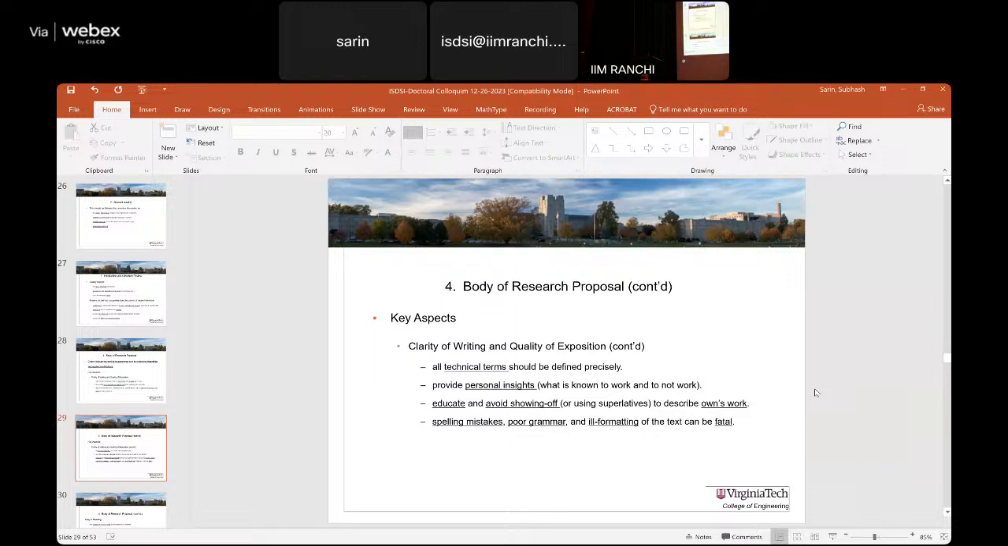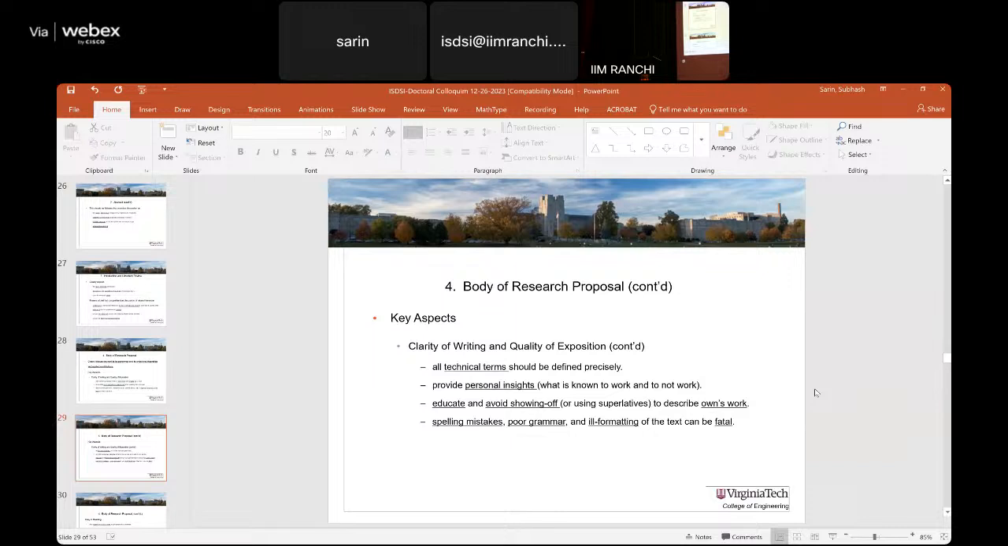Oh, I've done the best work possible, and therefore I'm taking money to support them. You have to convince them scientifically, not through your work, but just scientifically, to show them something new that can come out of it, not through superlative words. Spelling mistakes, poor grammar, ill formatting, they are fatal actually.